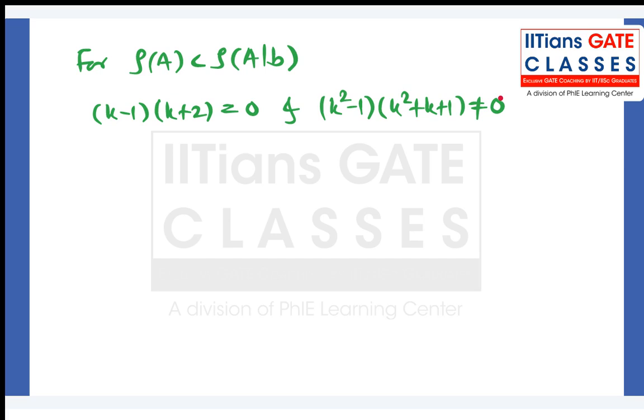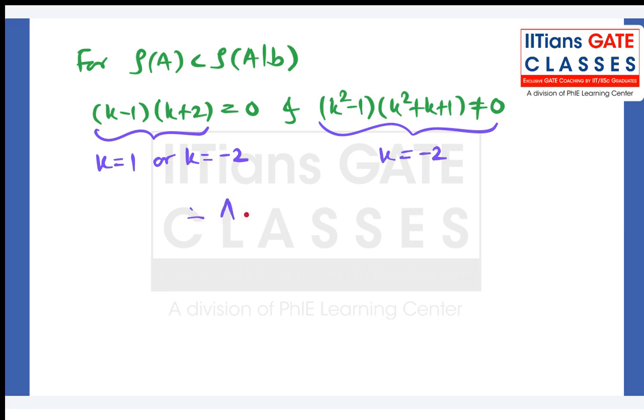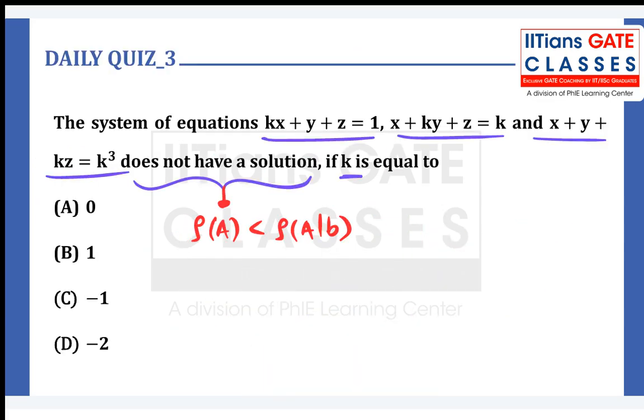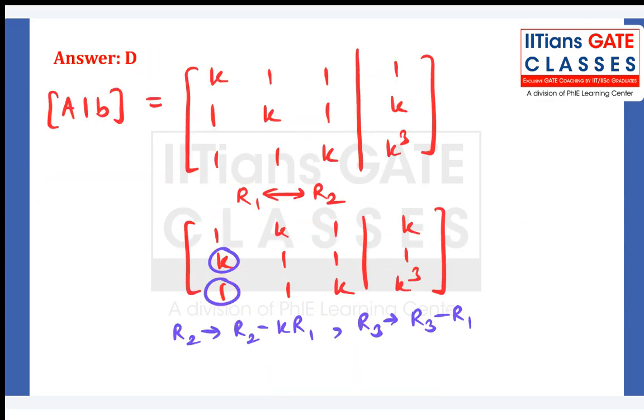Okay, and now the rest of the part is easy because this happens only for k equal to 1 or k equal to minus 2. But you'll see this is not equal to 0 only for k equal to minus 2. Okay, because if you put k equal to 1, this also becomes 0, and therefore your final answer should be k equal to minus 2. Okay, and what is that option? Yeah, that is option D. Okay, and that is the correct answer.